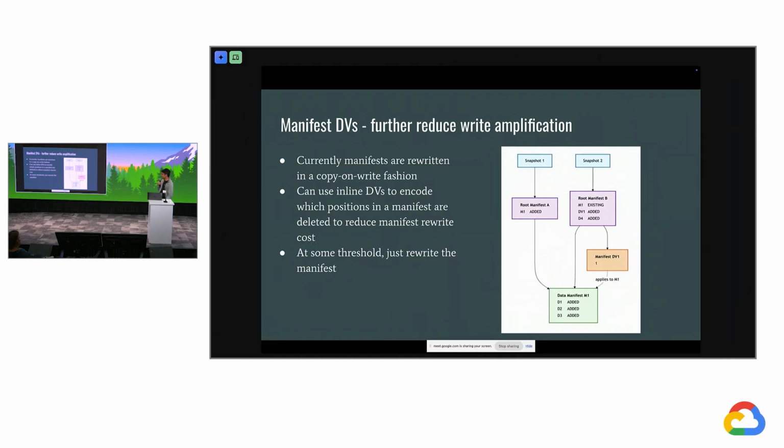One thing I'll also emphasize is that with DVs or any kind of delete files at the data file level, at some threshold, it's probably worth just rewriting the manifest. If you have a very high delete ratio, it's probably not worth keeping that DV around. You probably want to rewrite that. You probably want to pay the price of rewriting that manifest.